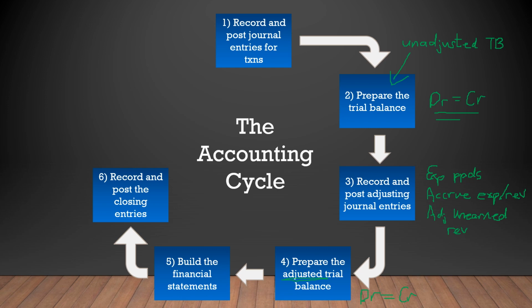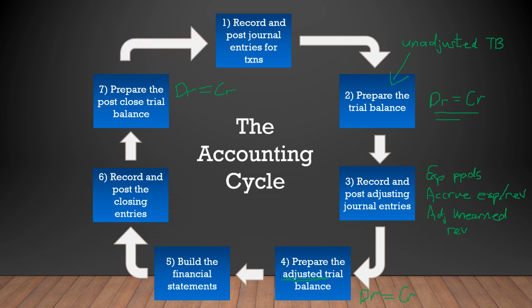Finally, we prepare our post-close trial balance. Just like the others, this trial balance verifies that total debits equals total credits. And we repeat the cycle afresh next period. If these steps seem like a lot to remember, you only have to remember steps 1, 3, 5, and 6. After that, just remember that after recording and posting any journal entries, you do a trial balance to ensure that total debits equals total credits.